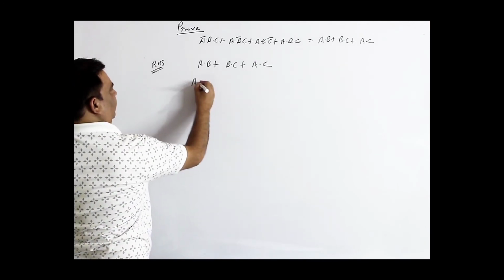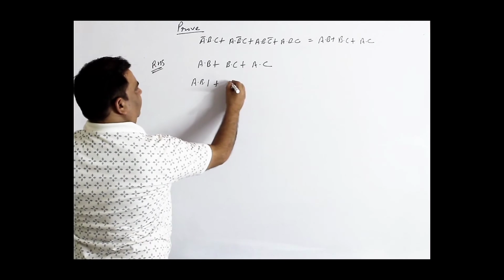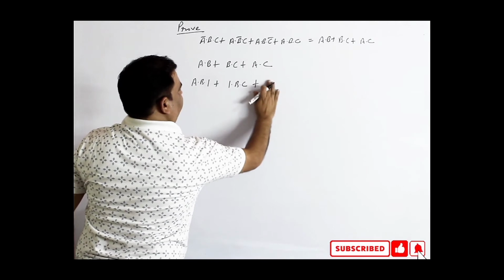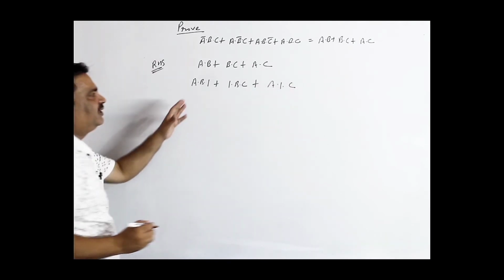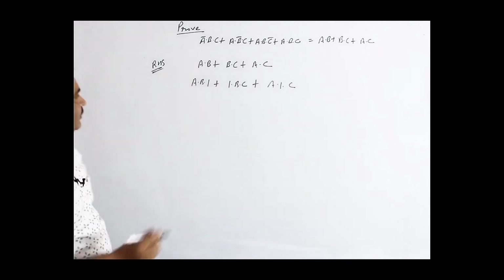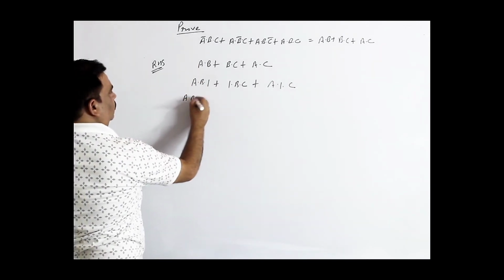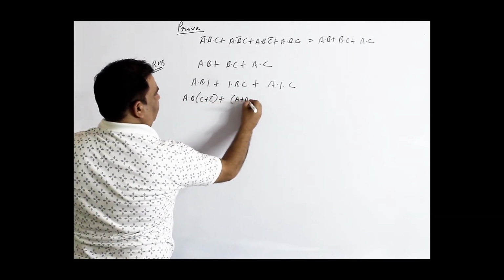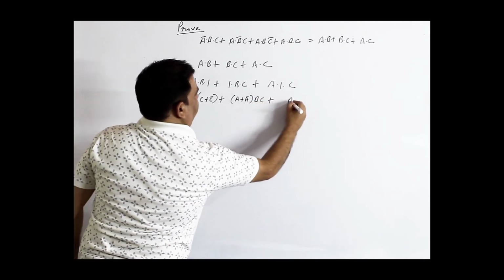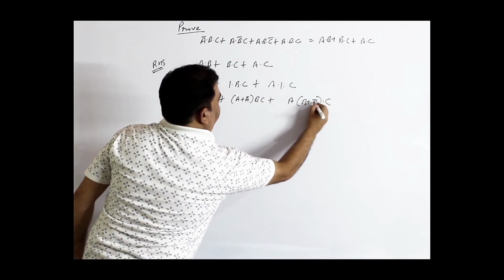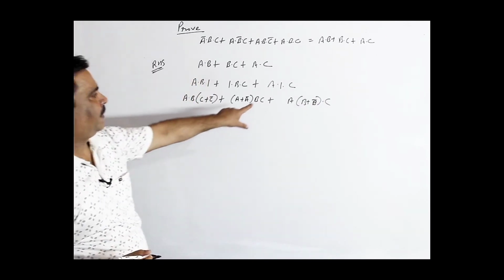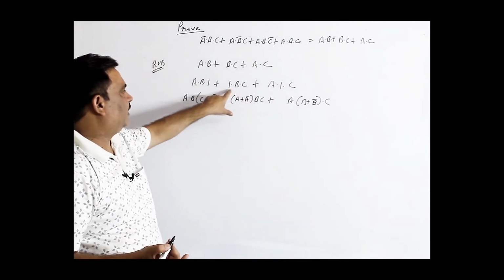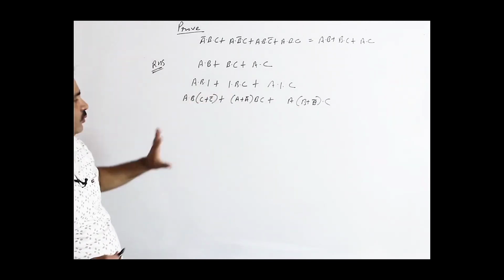Here C is missing, so I am writing A dot B dot 1. Here A is missing, 1 dot B dot C. Here B is missing, so A dot 1 dot C. In place of the missing term, I have written 1. And 1 can be changed: where C was missing, C plus C complement; where A was missing, A plus A complement; and here B plus B complement dot C. In place of 1, I have written the missing terms in this way. B plus B complement is 1, A plus A complement is 1, C plus C complement is 1.